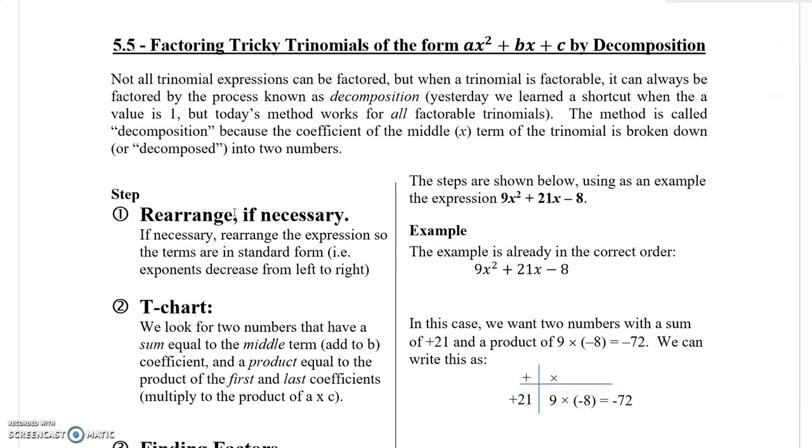So the first thing we want to do is rearrange if necessary. Here we have 9x squared plus 21x minus 8. And it's in the ax squared plus bx plus c form, so there's no issues with how it's arranged. But if it didn't have an x squared followed by an x followed by a non-x term, we'd have to rearrange it into that form. The second thing we're going to do is make a t-chart.